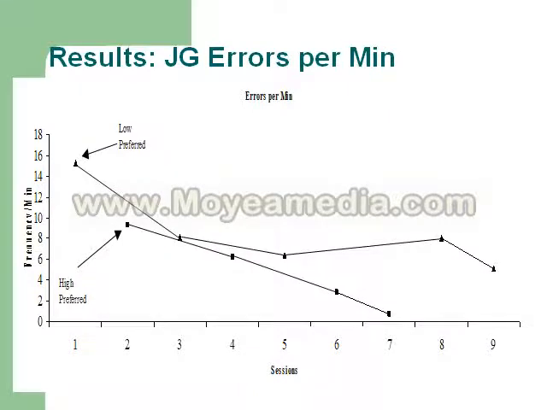JG's errors per minute results. Errors per minute per session showed a decreasing trend for both high and low preferred protocols, with a sharper decline and fewer errors overall for the high preferred protocol.